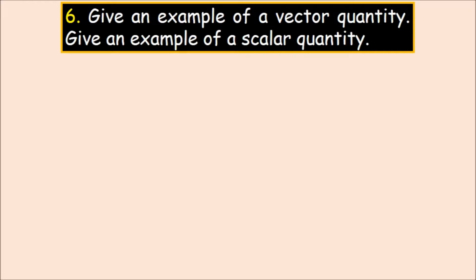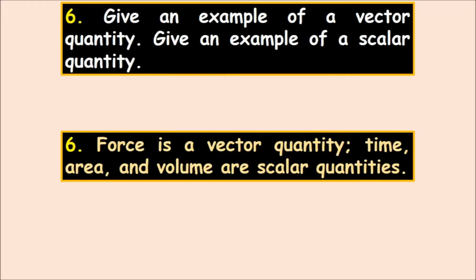Give an example of a vector quantity, and give an example of a scalar quantity. A vector quantity would be force, velocity. Force is a vector quantity. Time, area, and volume are scalar quantities. Again, you did all of those in chemistry: time, area, and volume.